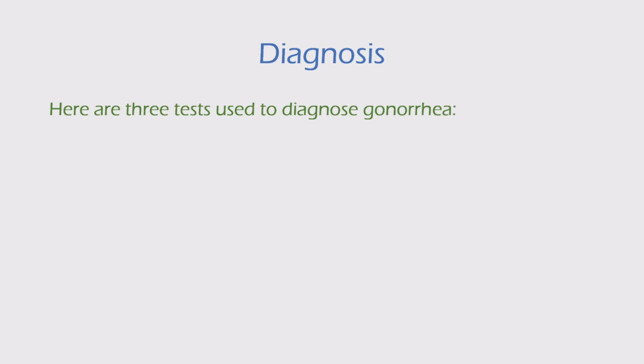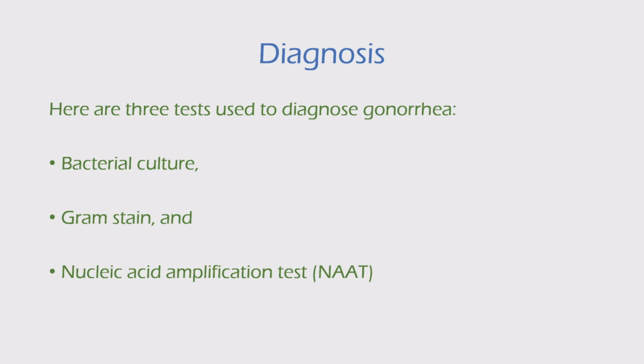It can be diagnosed through various ways. Here are 3 tests used to diagnose gonorrhea: bacterial culture, Gram stain, and nucleic acid amplification test, NAAT. Knowing is half the battle.